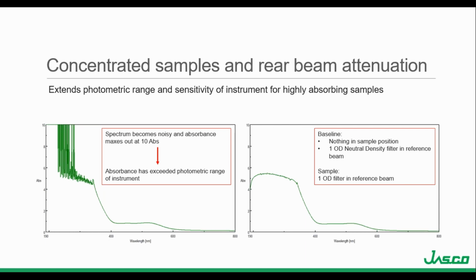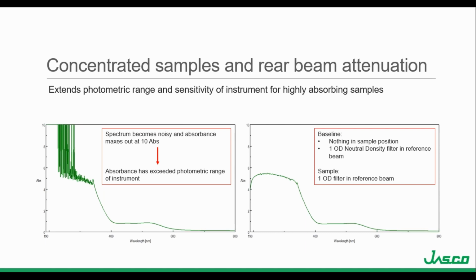So the spectrum on the left shows a sample where the signal to noise dramatically decreases at shorter wavelengths and maxes out the absorbance at 10 below 300 nanometers. This indicates that the sample absorbance has exceeded the photometric range. However, by attenuating the rear beam with a 1 OD neutral density filter, shown on the right figure, the full photometric range of the instrument can be achieved, along with a significantly better signal-to-noise ratio at lower wavelengths.